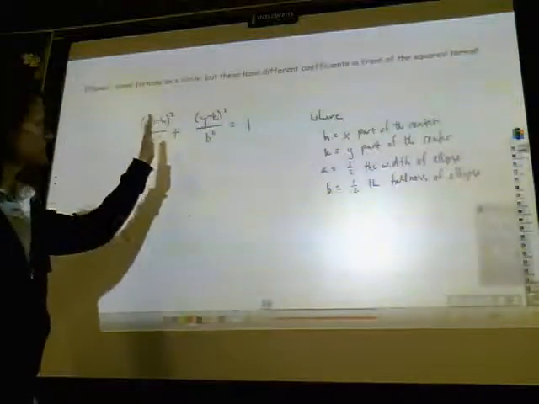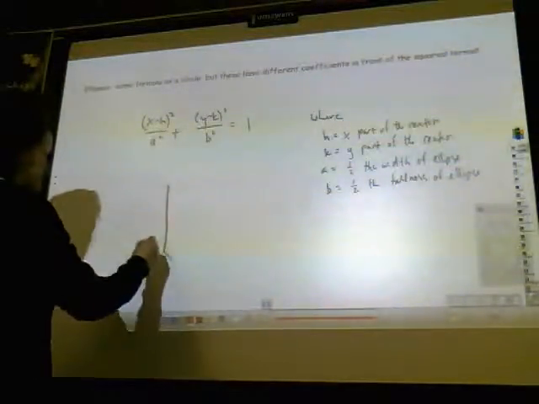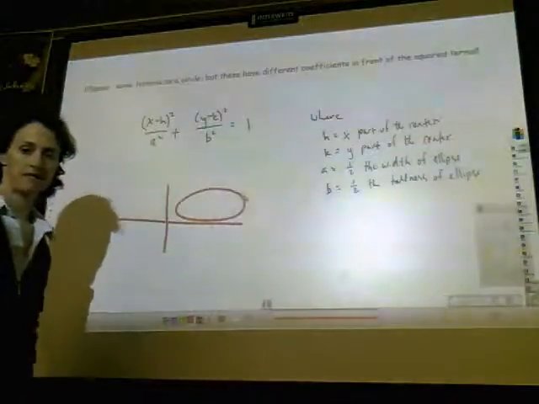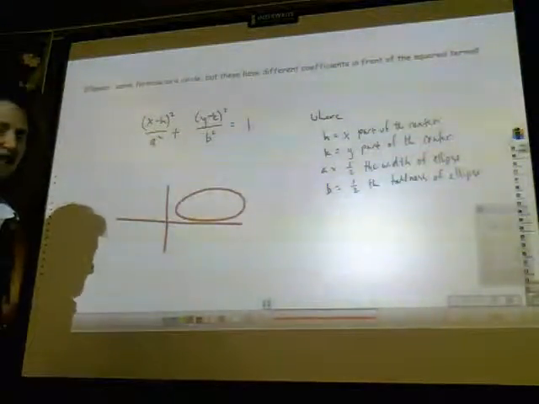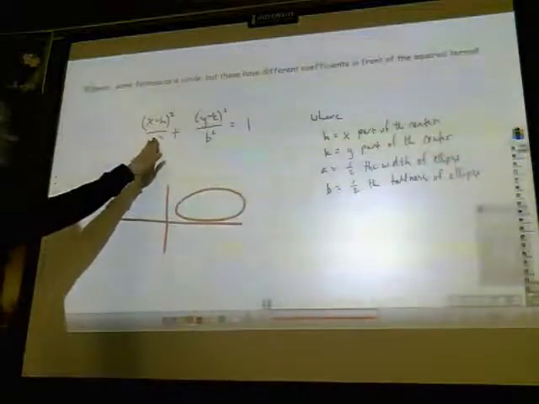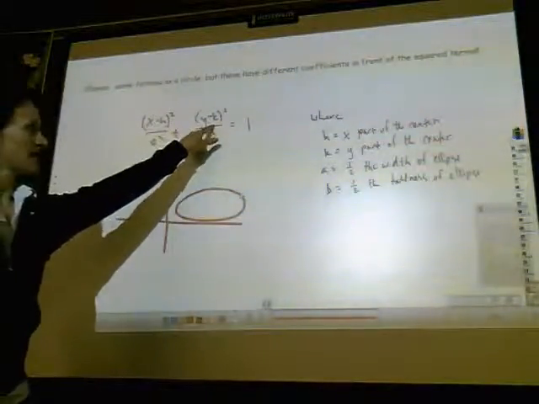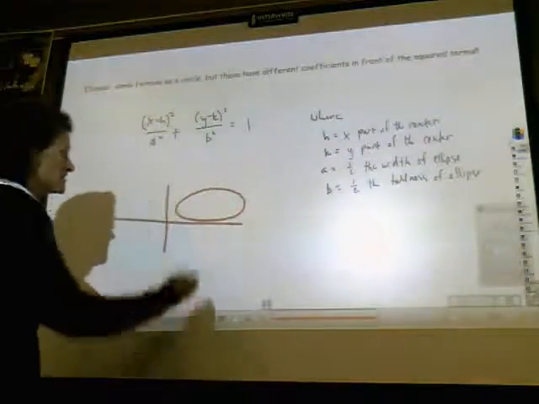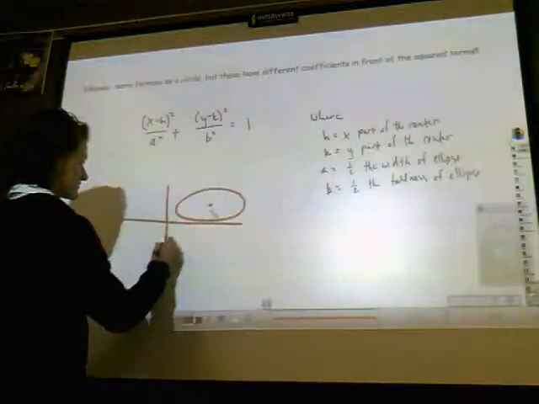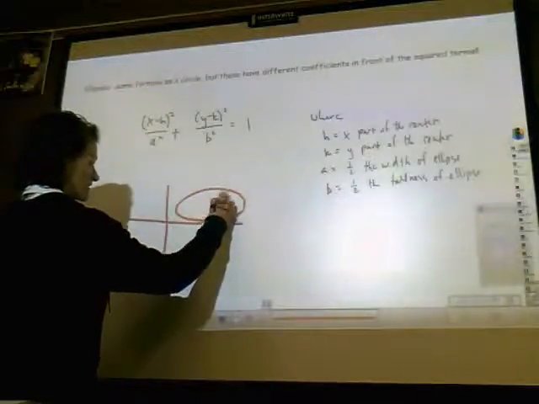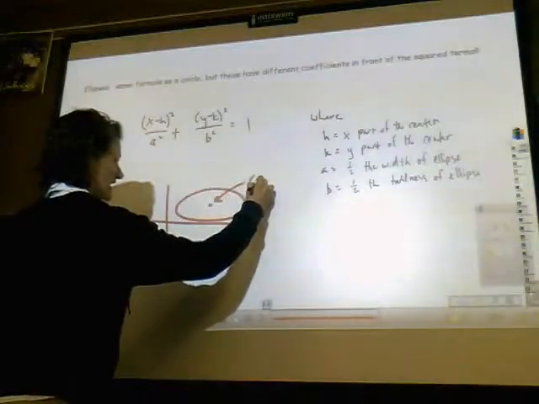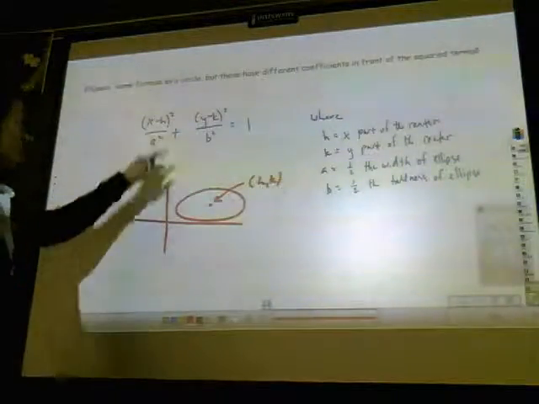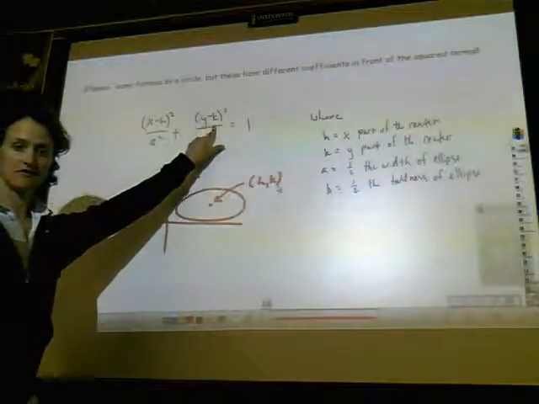Because an ellipse is just a squished up circle. Okay? That's an example of an ellipse. Looks kind of like an egg. In standard form, H and K stand for the X part of the center and the Y part of the center. So you're going to start with your ellipse on finding the point HK, which is going to center that ellipse. And here it is in standard form.